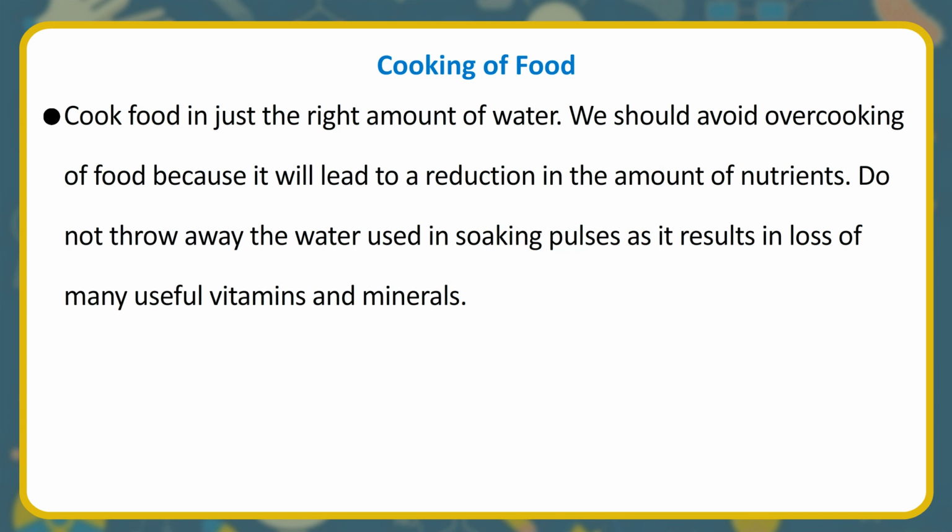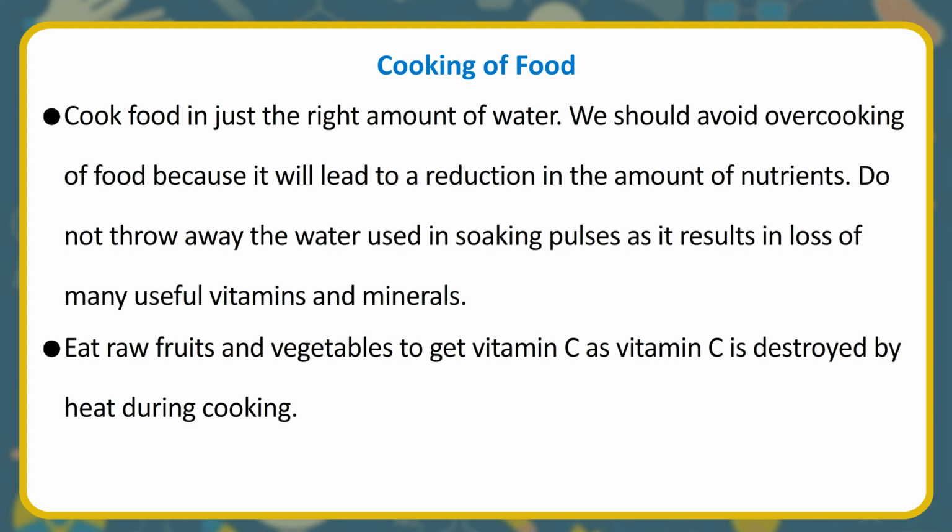Cook food in just the right amount of water. We should avoid overcooking of food because it will lead to a reduction in the amount of nutrients. Do not throw away the water used in soaking pulses as it results in loss of many useful vitamins and minerals. Eat raw fruits and vegetables to get vitamin C, as vitamin C is destroyed by heat during cooking.